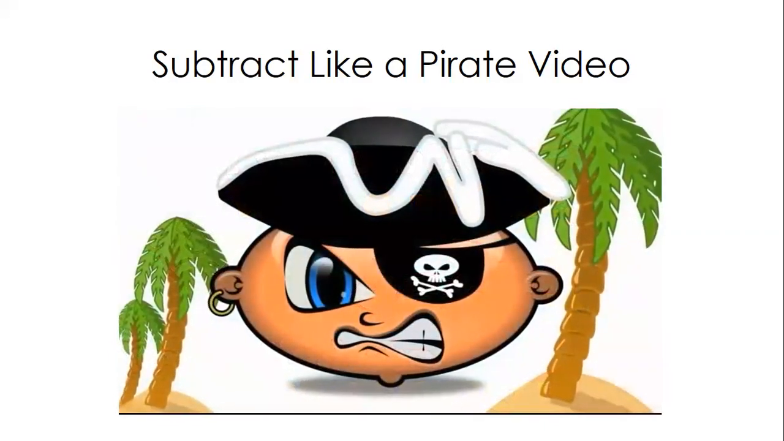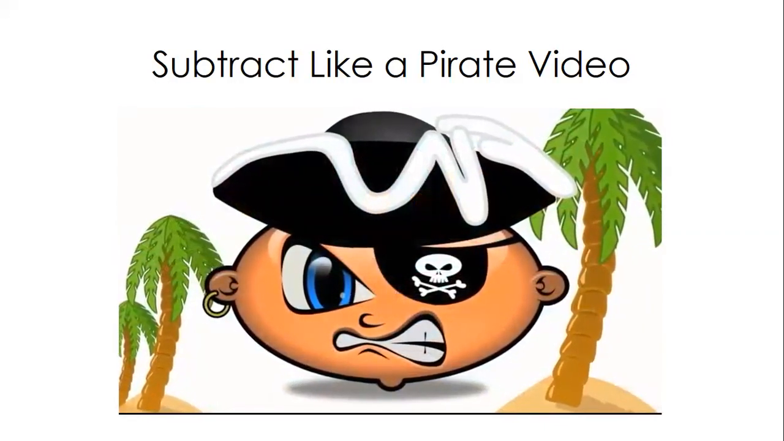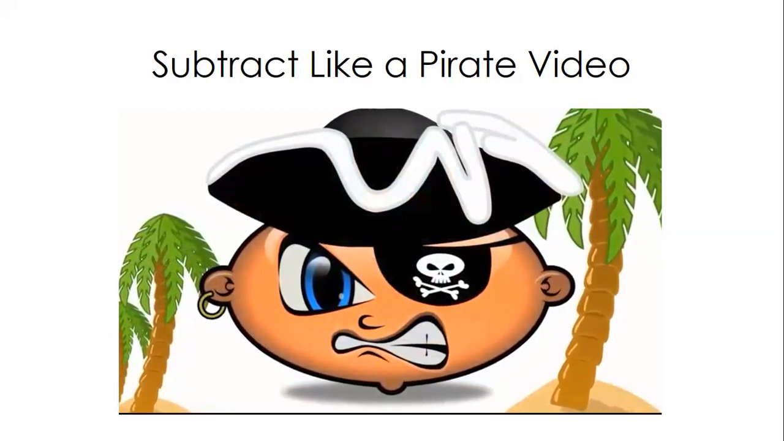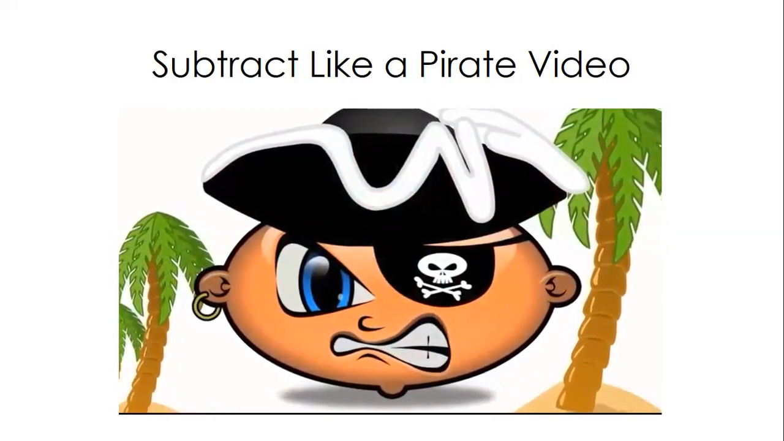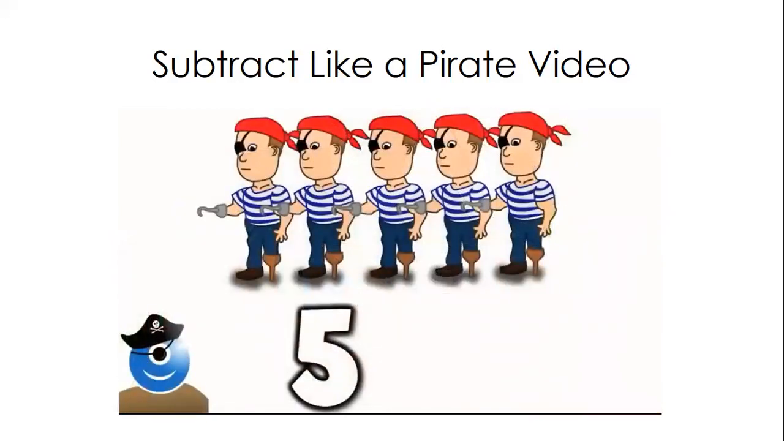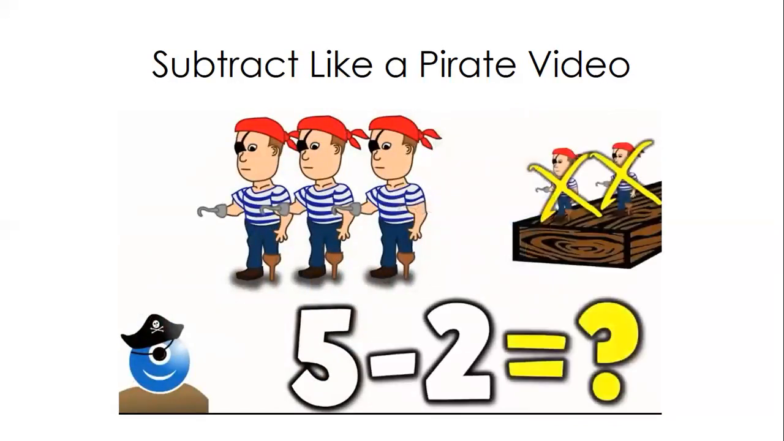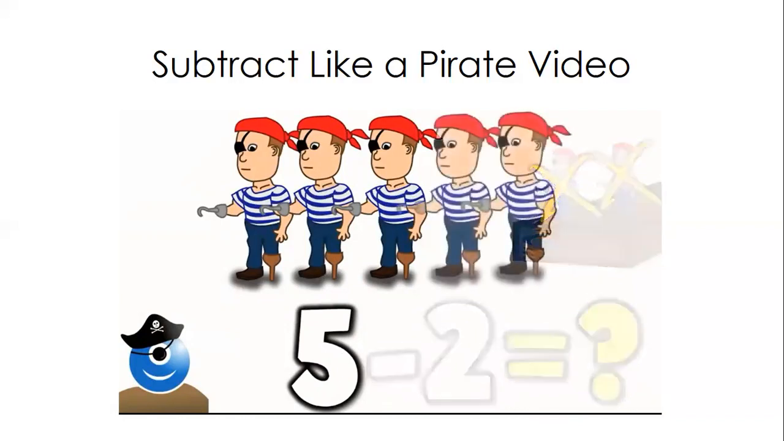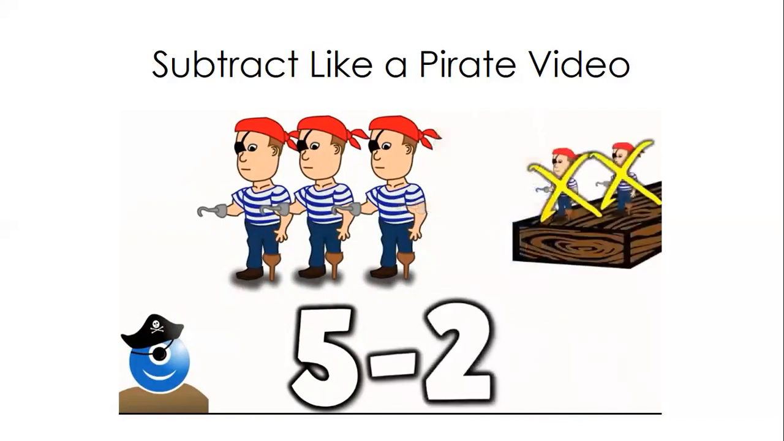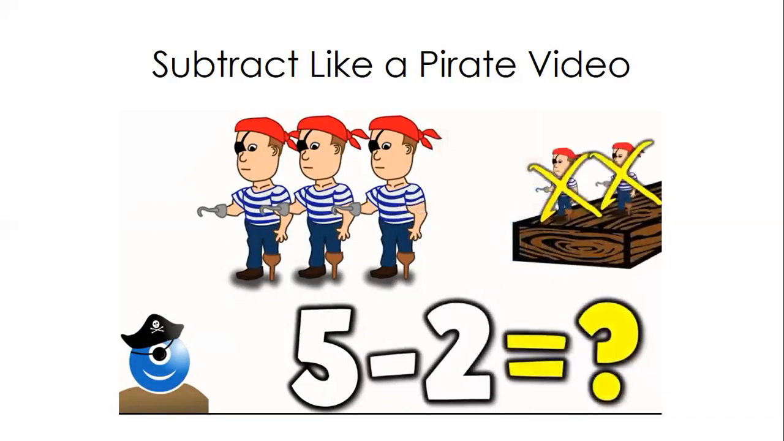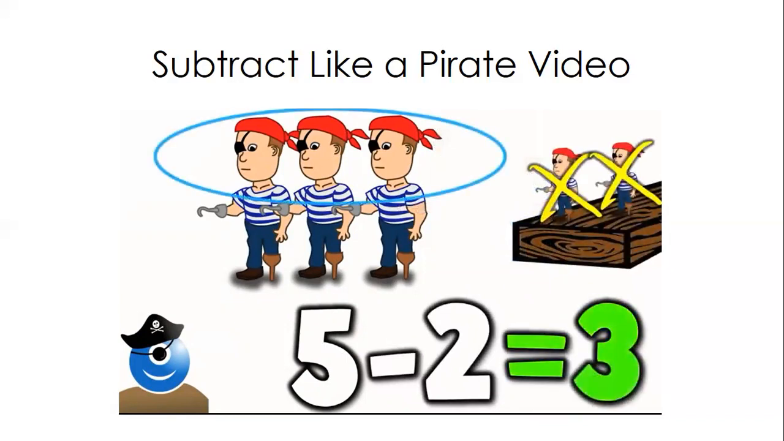Ahoy, mateys. It's time to do some subtraction stories on our pirate ship. Once upon a time, there were 5 shipmates. I got angry and made 2 of them walk the plank. How many shipmates did I have left? Let's see. 5 minus 2 equals 3. I had 3 shipmates left.